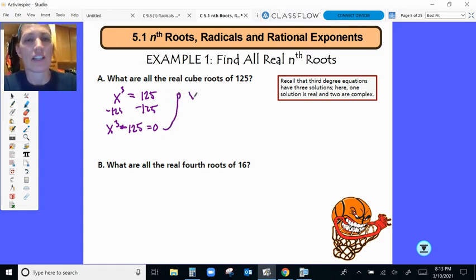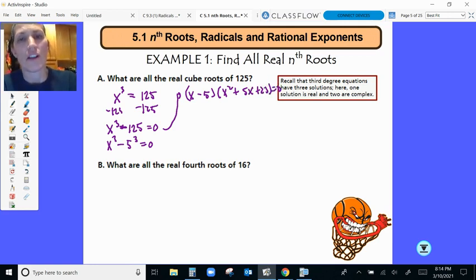This should look familiar from when we used to solve for these. I could factor this into x minus 5. That's a difference of 2 cubes. You remember that, where we had x cubed minus 5 cubed equals 0, right? So I could factor that into x minus 5 times x squared plus 5x plus 25 equals 0. Well, this one is a real solution. It's x equals 5, right? This one, there's no factors of 25 to add up to 5. So this is going to yield us 2 imaginary solutions.